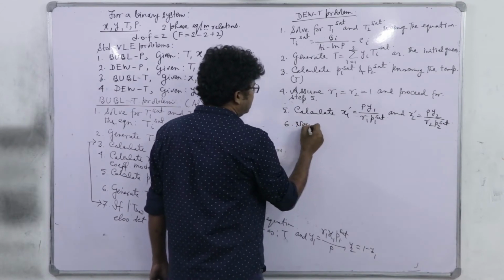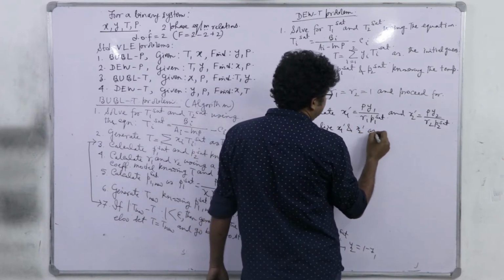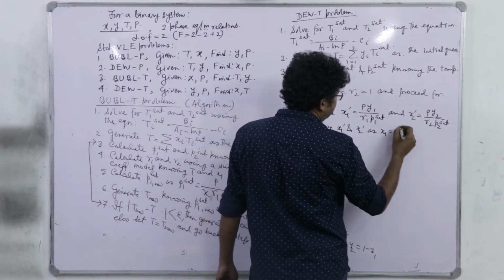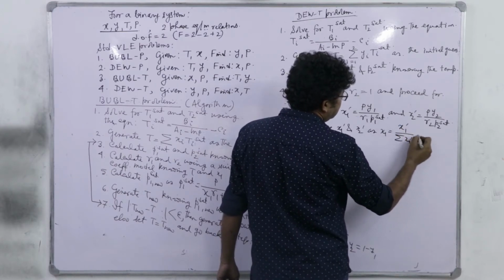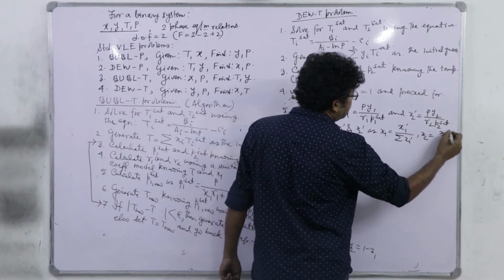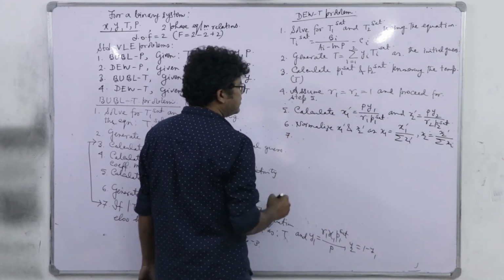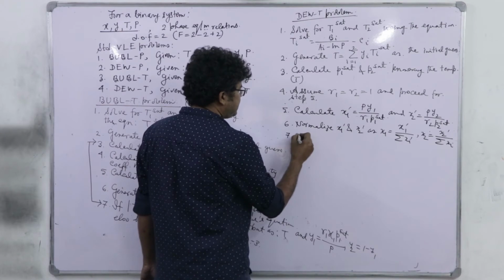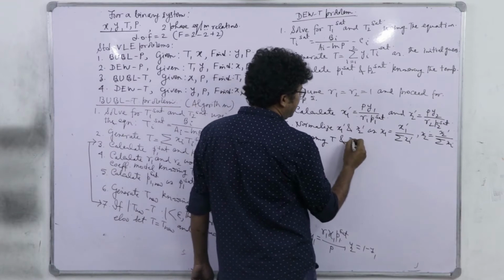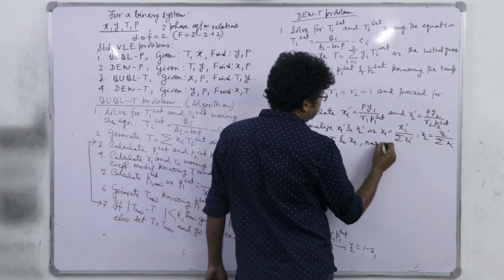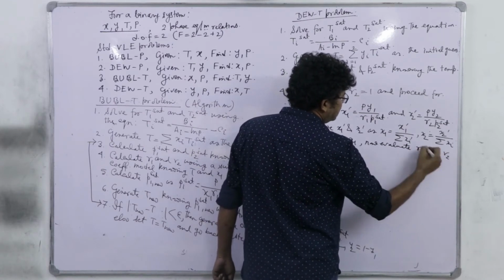Step 6, normalize x1 prime and x2 prime as this. Knowing temperature and x1, now evaluate gamma 1 and gamma 2 new.